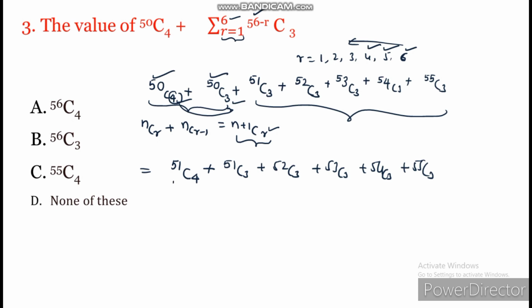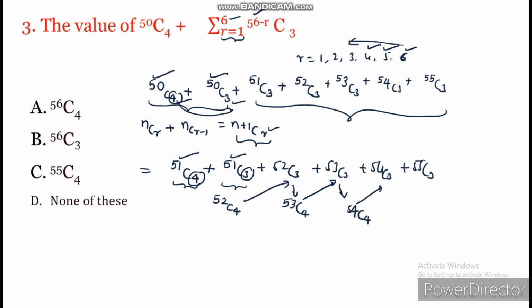Right. Again you apply nCr plus nC(r minus 1). 51, 51. So this is 4 now, and this is 4 minus 1, 3. If you apply that formula, what do you get? You get 52C4. Again, if you apply this 52C4 with 52C3, what do you get? You get 53C4. Again, if you apply the formula with 53C4 and 53C3, you get 54C4. If you apply this with 54C4 and 54C3, you get 55C4. Again, you apply the same formula, nCr plus nC(r minus 1), with this, what do you get?